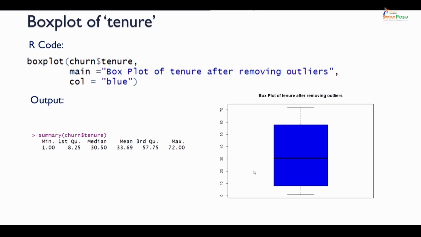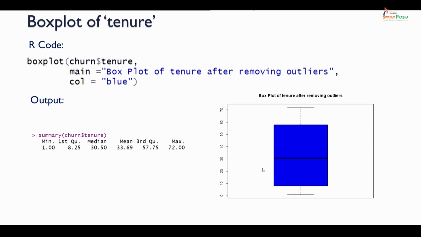Here you can clearly see that this line represents the minimum value, which lies around 1, and the first quartile is this line, which lies around 8.25. The darker line indicates the median value, the second quartile, which is around 30.50, and the upper line is your third quartile, that is 57.75. This is your maximum value, which lies around 70. So, these are the upper whisker and lower whisker.